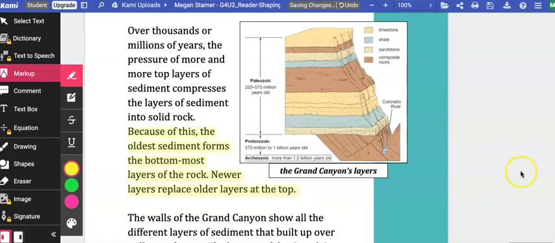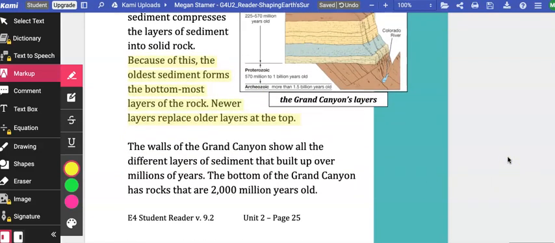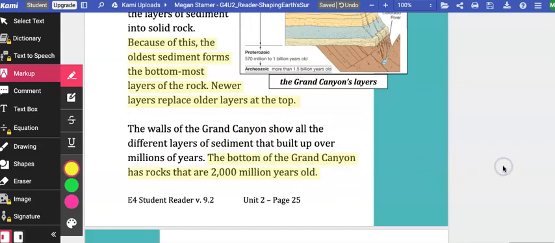Newer layers replace older layers at the top. The walls of the Grand Canyon show all the different layers of sediment that built up over millions of years. The bottom of the Grand Canyon has rocks that are more than 2 million or 200,000 million years old.